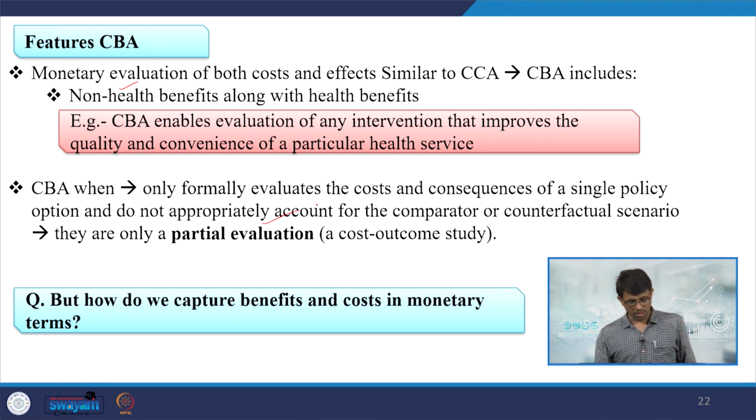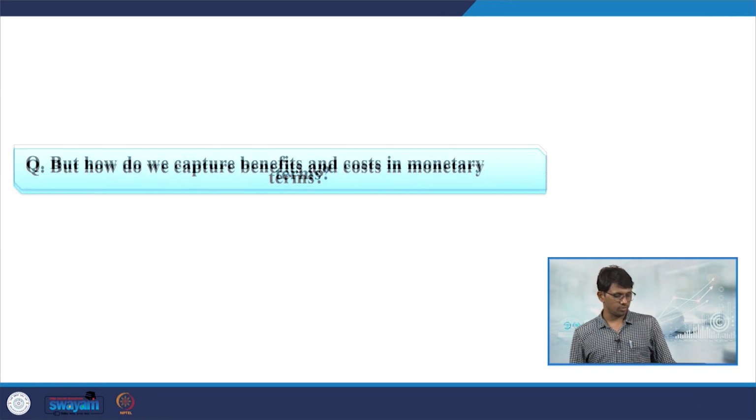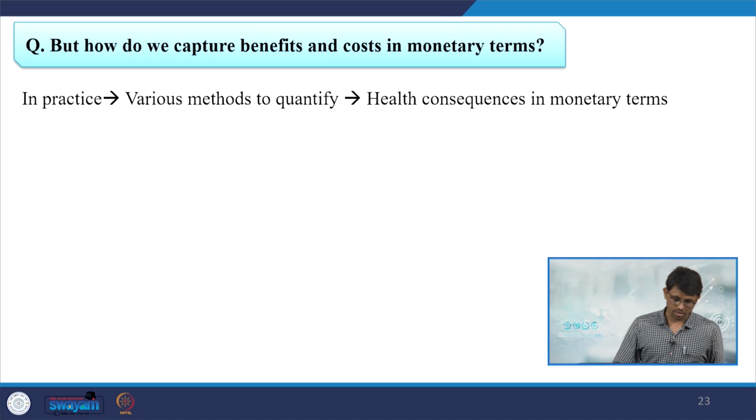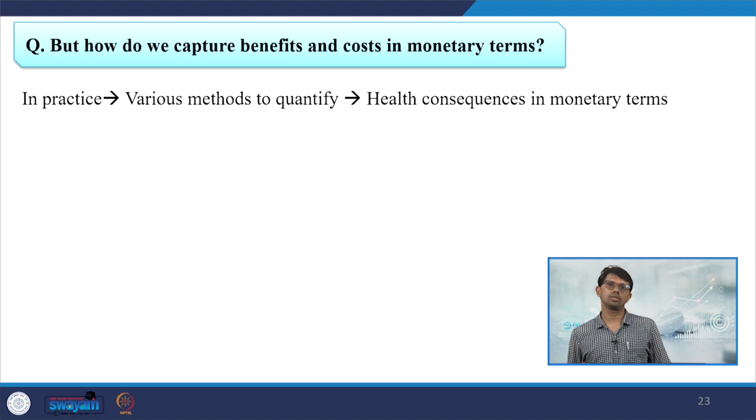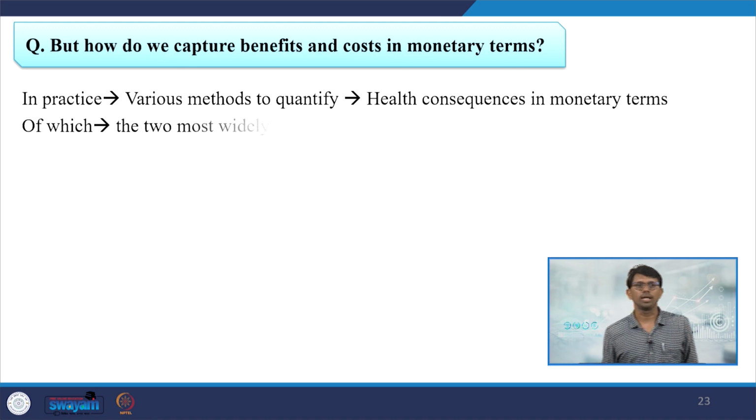But how do we capture benefits and costs in monetary terms? In practice, various methods are there to quantify and capture the health consequences, especially in monetary terms.